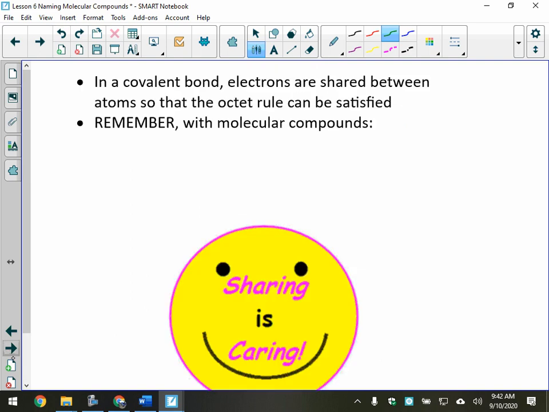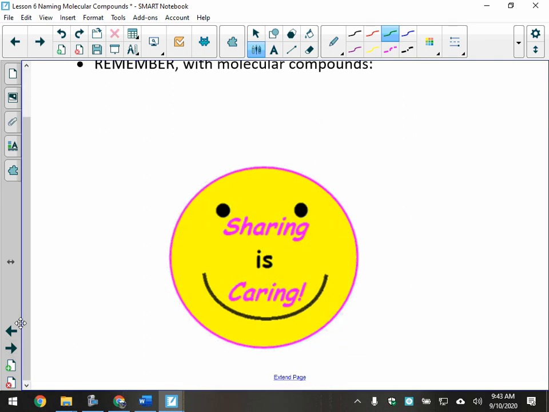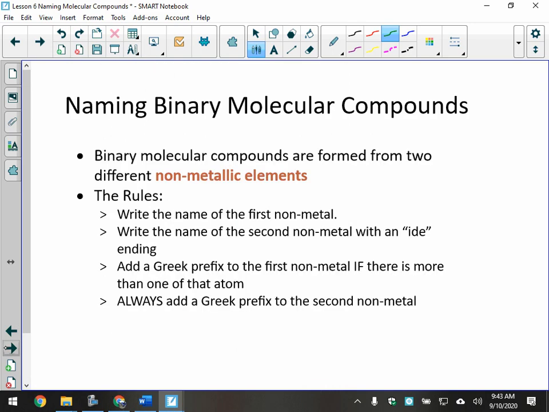In a covalent bond, electrons are shared between atoms so that the octet rule can be satisfied. Remember, with molecular compounds, sharing is caring. All right, naming, binary. We only do binary molecular compounds for now. Later on down the road, maybe you'll do more, but then we do organic chemistry, and that's a whole other issue. So for now, we only do 2 nonmetals, all right?